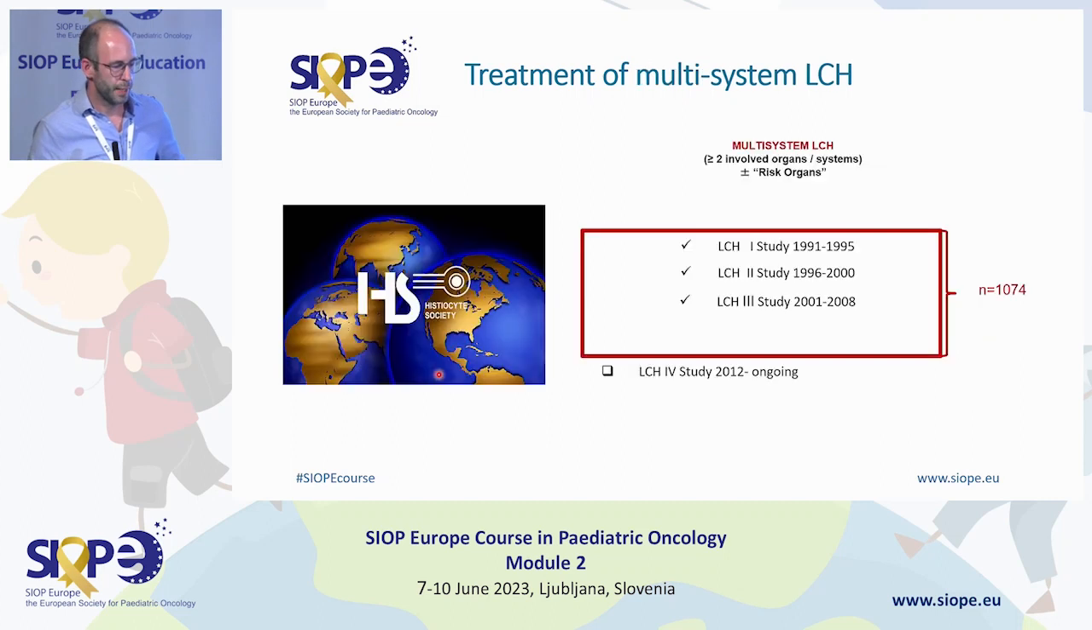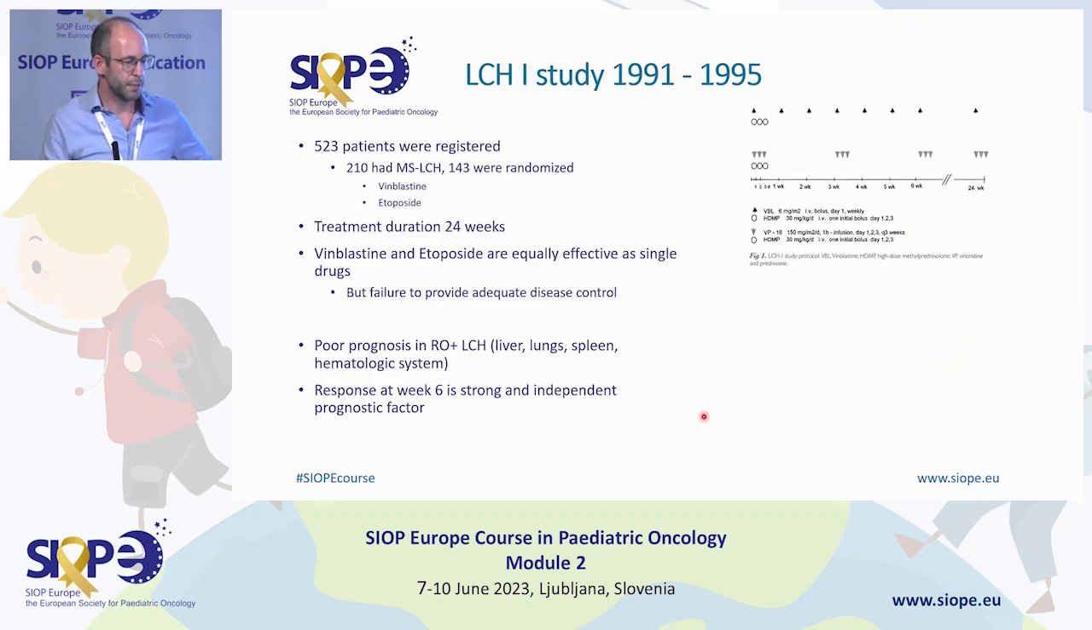The treatment of multisystem LCH was developed mostly by the Histiocyte Society, when in the last 3 studies more than 1,000 patients were enrolled, and the current LCH-IV study is still ongoing and recruiting patients. In the first study, from 1991 to 1995, more than 500 patients were registered, and there was randomization between vinblastine and etoposide. The patients received a bolus of steroids and were then randomized to receive vinblastine or etoposide, and treatment duration was 24 months.